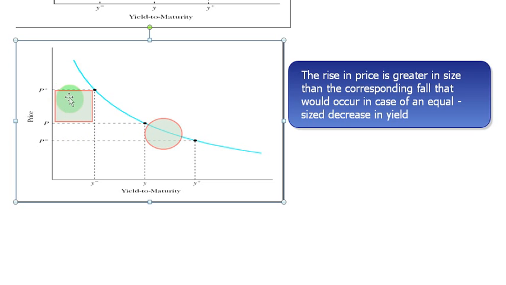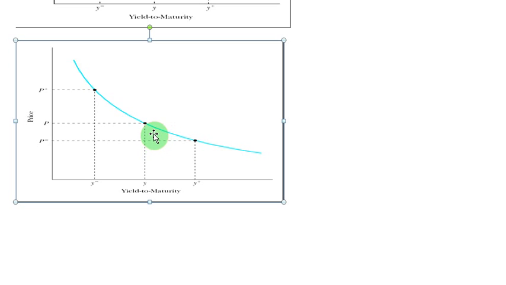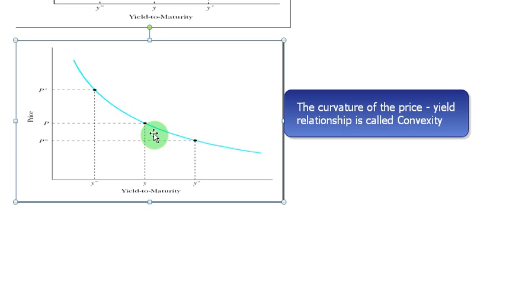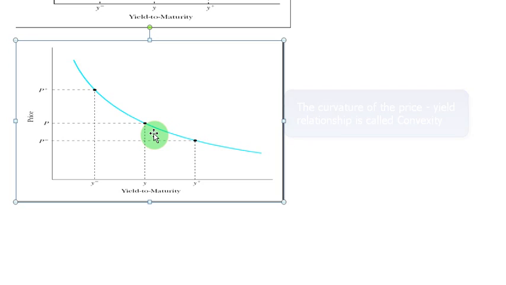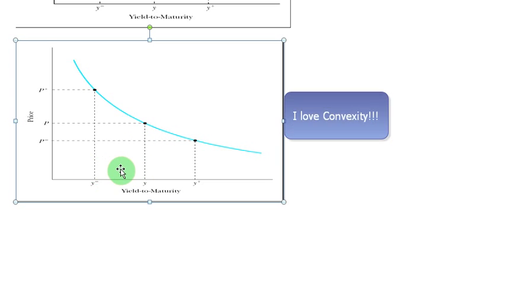So what you observe is that for a decrease in the bond's yield from Y to Y minus, there is an increase in the bond price to the amount that is greater in size than the corresponding fall in the bond's price here that would occur if there were an equal sized increase in the bond's yield. And this happens, my friends, due to the curvature in the price yield relationship. This curvature is called convexity, and as an investor I like it because if I have my money invested in a bond, I stand to gain more through a fall in the yield than I stand to lose in case the yield rises by the same magnitude.